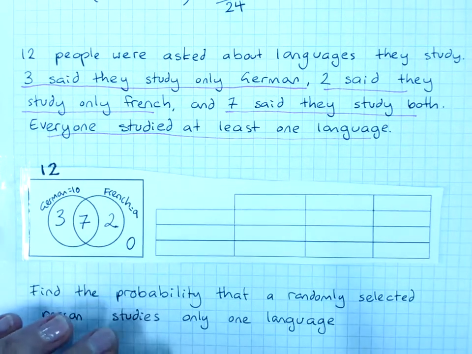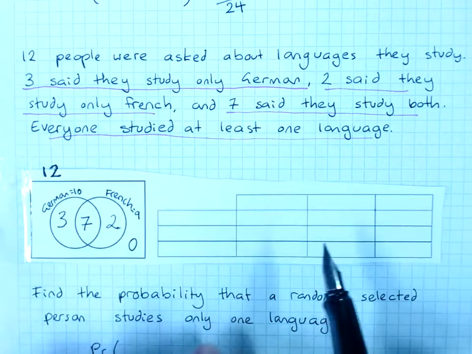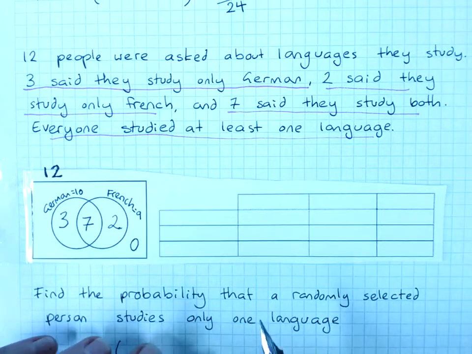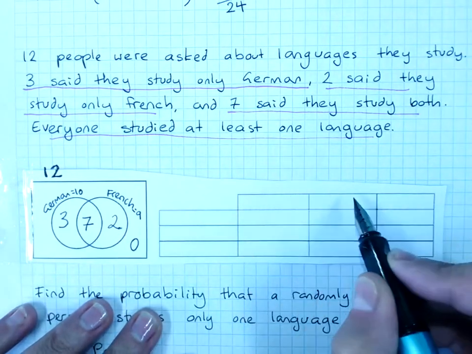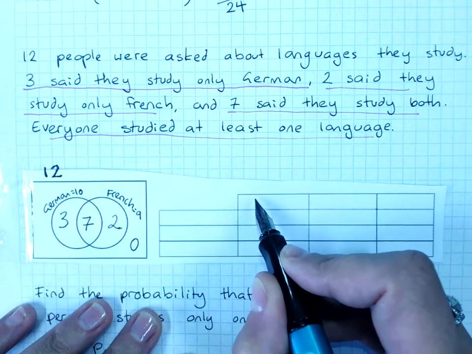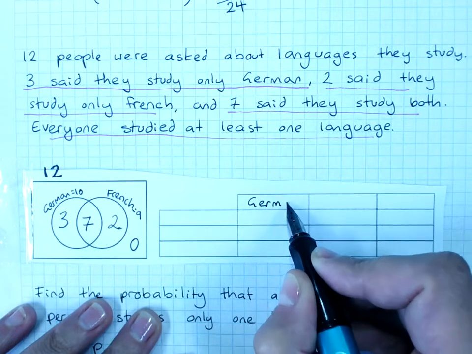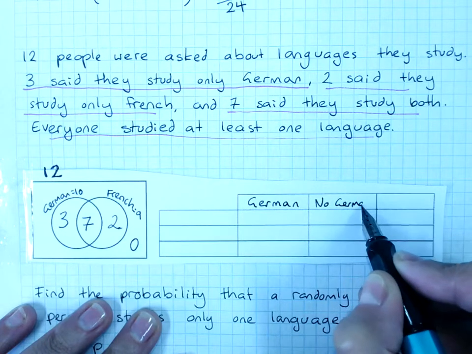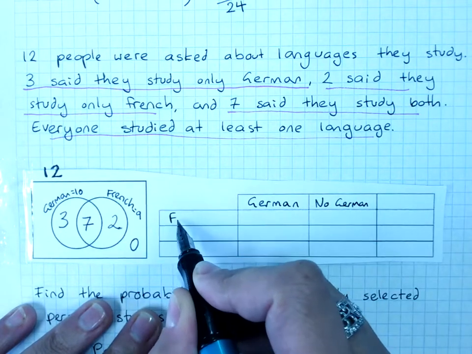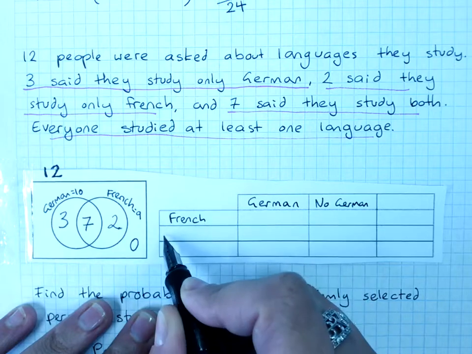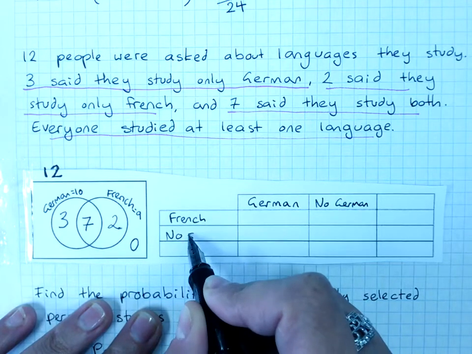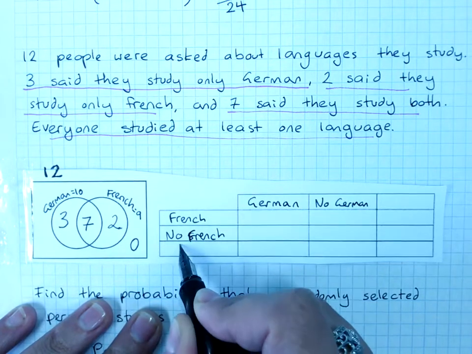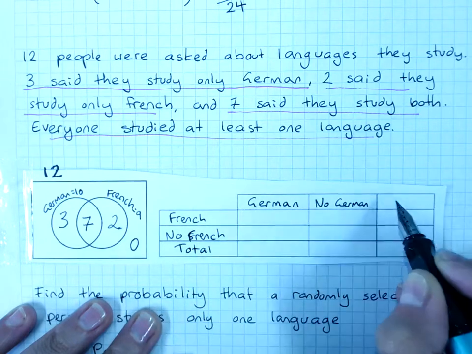Then you can make your two-way table, or you could make your two-way table first if you wanted. That would be fine as well. First question was, do you speak German? Yes, they speak German, or no German. Second question was, do you speak French? Speak French or don't speak French? And these are the totals.